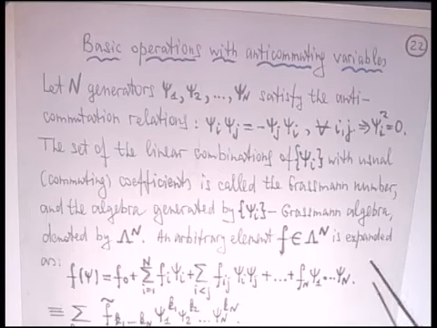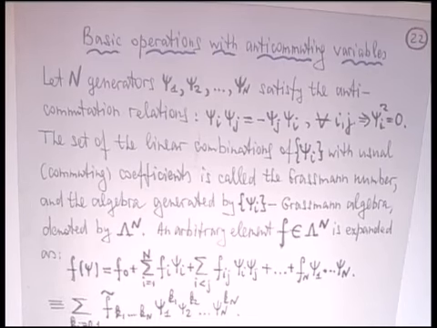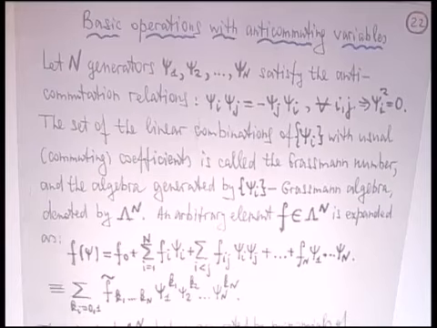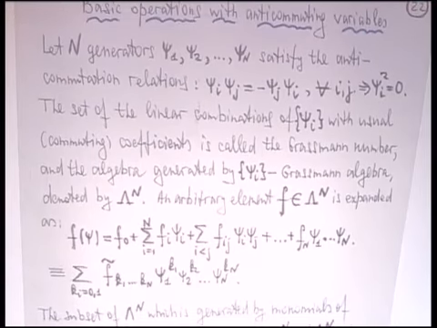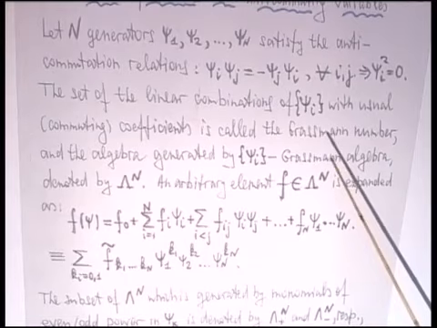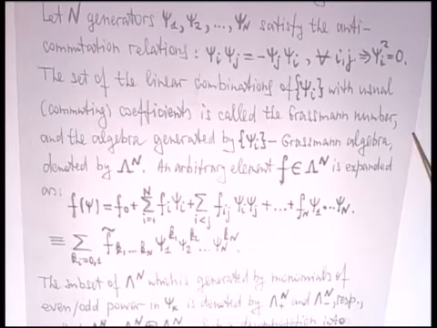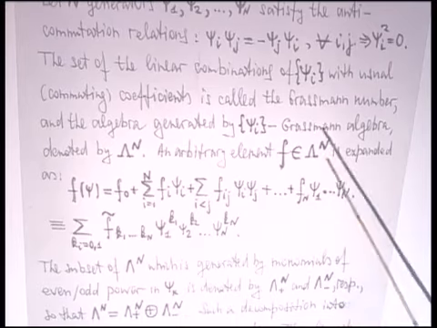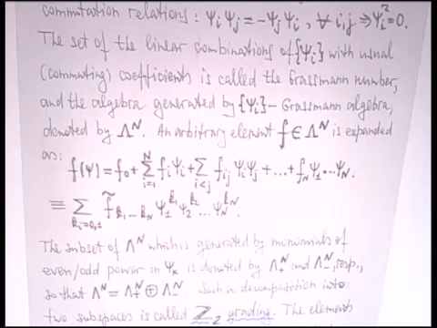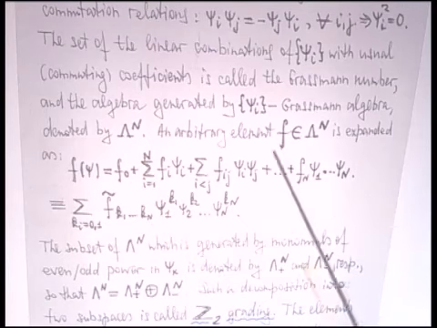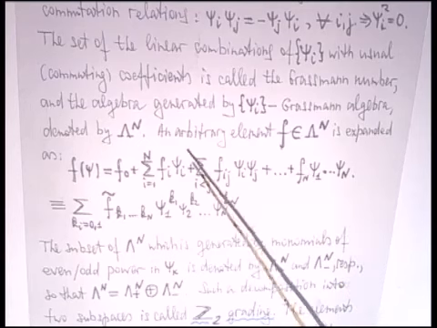The set of linear combinations of these psi_i with coefficients which we assume to be usual commuting numbers, such a combination is called a Grassmann number. And the algebra generated by these psi_i is called a Grassmann algebra. I use the notation Lambda_n, which I think is found in the literature. I think you use some different notation, but I don't think it's important.